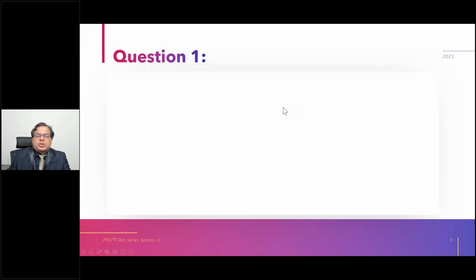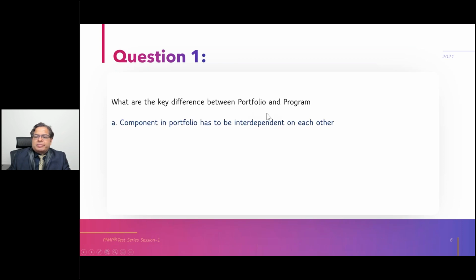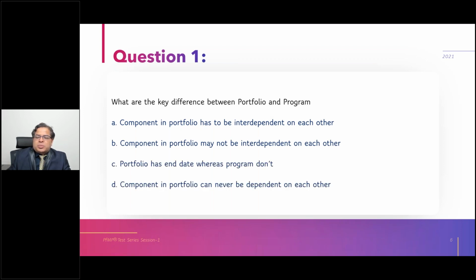All right, so let's get into the questions. As I said, I have 5 questions. I will read the question loud and clear. The question here is, what are the key differences between portfolio and program? Option A, components in a portfolio have to be interdependent on each other. Option B, components in a portfolio may not be interdependent on each other. Option C, portfolio has an end date, whereas program doesn't. Option D, components in a portfolio can never be dependent on each other. Please put your answer on the question pad or on chat.